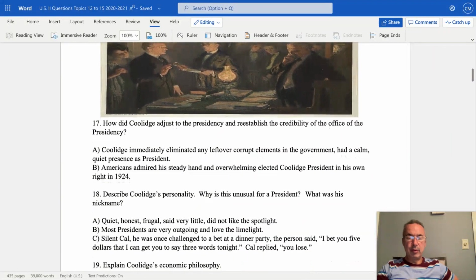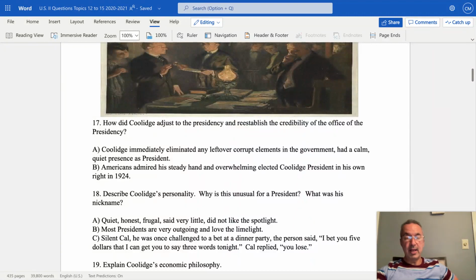And the little story here, I have a little note there for you. I'll tell the story. You don't necessarily have to write the story down. Calvin Coolidge was once challenged to a bet at a dinner party. The person knew Coolidge's story of being very quiet and reserved. And the person seated next to Coolidge said, "I bet you $5 that I can get you to say at least 3 words tonight." Calvin Coolidge replied, after shaking his head yes, that he would take the bet. "You lose." So he said 2 words, didn't say any other words the rest of the night, and got $5 at the end of the night for not saying 3 words.